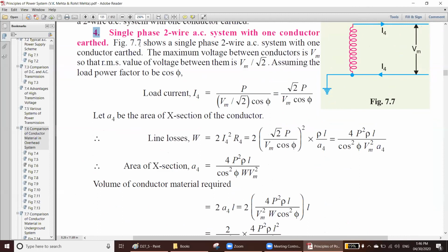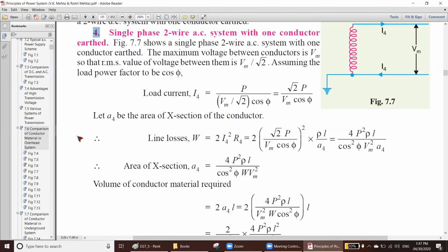The figure shows a single phase two-wire AC system with one conductor earthed. The maximum voltage between the conductors is Vm, so the RMS value of the voltage between them is Vm divided by root 2. Because the total voltage is Vm, that is a peak value, the RMS value will be Vm divided by root 2. Assuming the load power factor is cos phi, obviously because it is AC, the load current I is equal to P divided by (Vm by root 2) cos phi, because P divided by V cos phi, and V is RMS, so V is equal to Vm divided by root 2. So the root 2 will go up, and your I is equal to root 2 P divided by Vm cos phi.